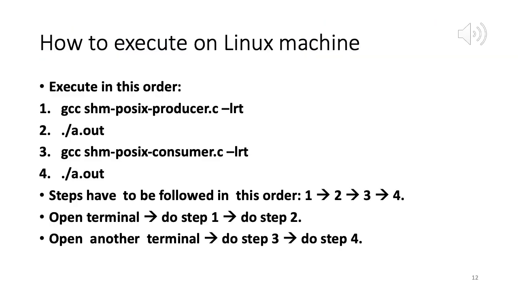Okay, now I am on slide 12. So this is how we execute this on a Linux machine. So you have two separate windows open with your programs in them, and then two separate terminals open, right? And now you have to execute in this sequence. So you open a terminal, and then you do step 1 followed by step 2.